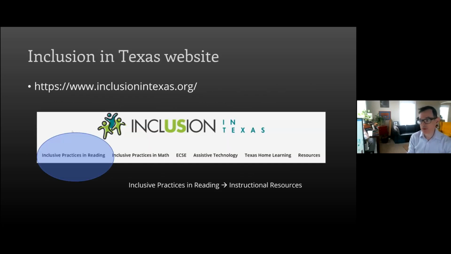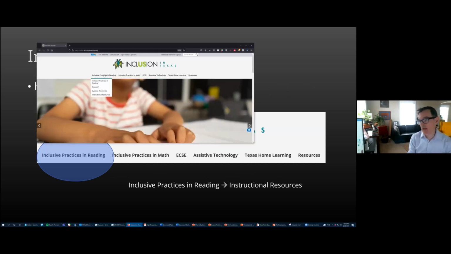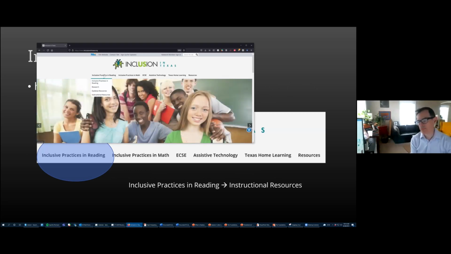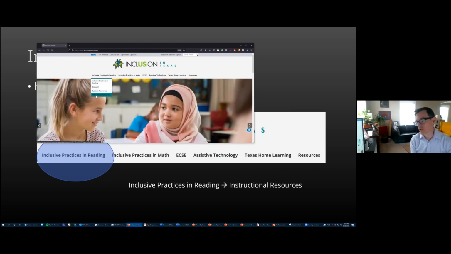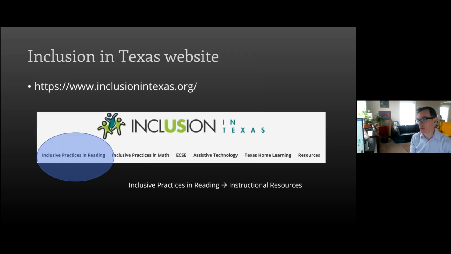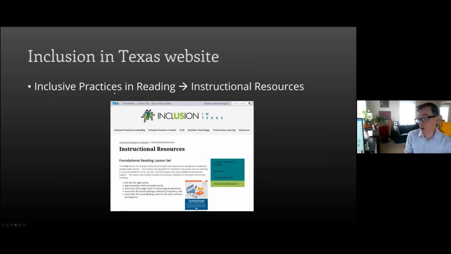How do you get to them? Okay, so we're going to go to the inclusionintexas.org website, and you want to go to the section that says Inclusive Practices in Reading, right here. If you hover over that in the drop-down menu, if you're on a computer, and then click on Instructional Resources, this will come up, and this is the page that has all of the foundational free lessons and all the information. I'm glad we're doing this because there's a lot to this and it's a little bit hard to navigate.